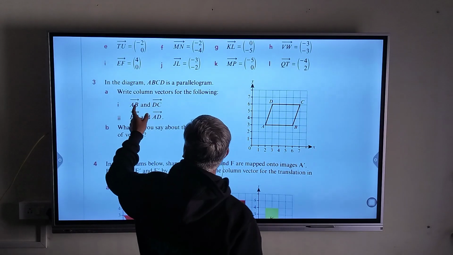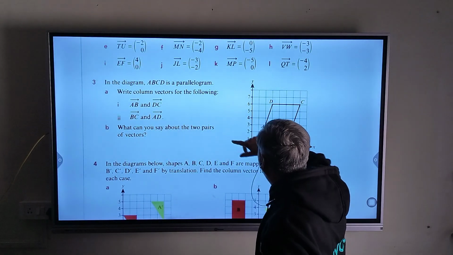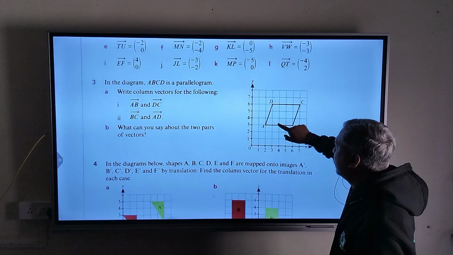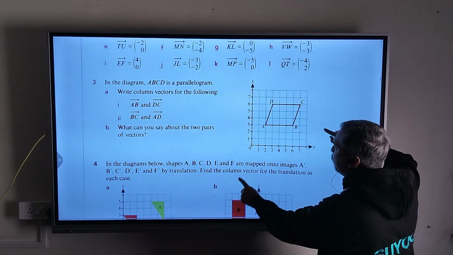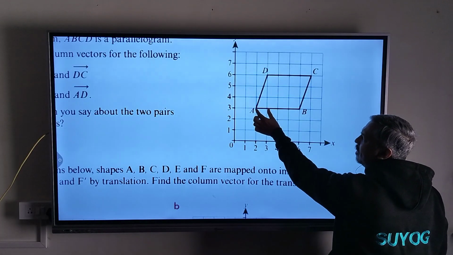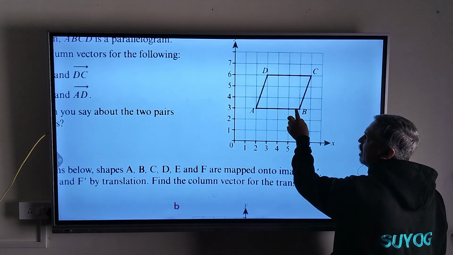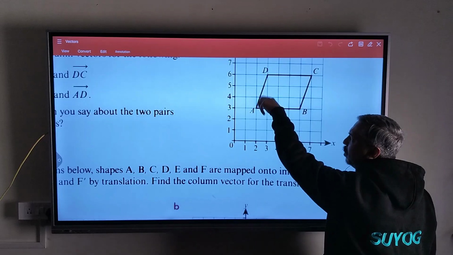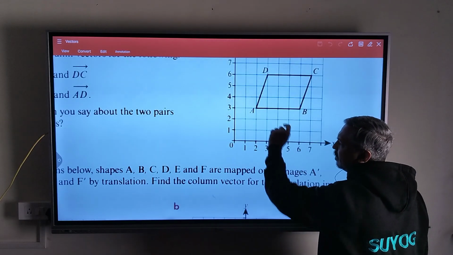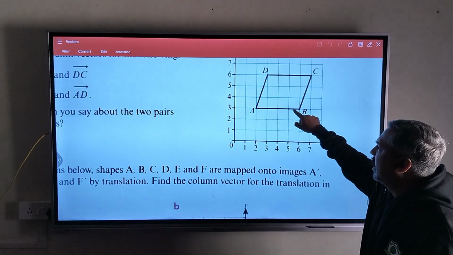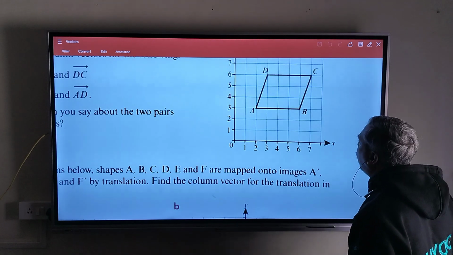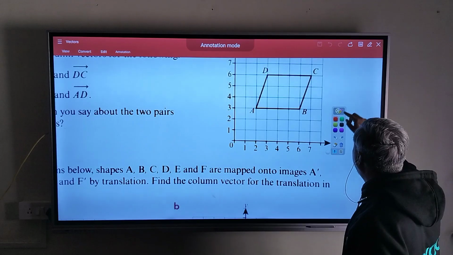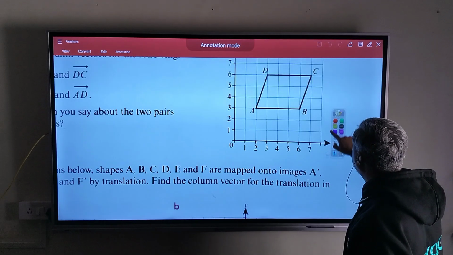Write the column vectors for the following: AB bar and DC bar. AB bar. Just show this. Please pay attention to this. This is 1, 2, 3 and 4. And on the y-axis there is no change in the value of y. So (4, 0) is the AB vector. We can write it like this.